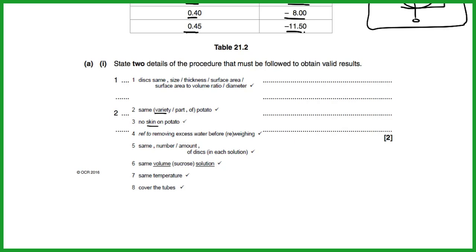To make your results more accurate, and therefore more valid in this case, you should blot off the excess water before weighing. You should use the same number of discs in each solution, the same volume of sucrose solution. Never write amount ever in anything. You mean either mass or volume or concentration. The same temperature, and cover the tubes to prevent the evaporation of water.